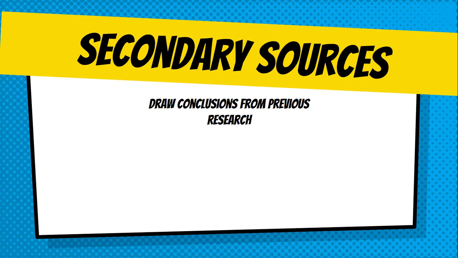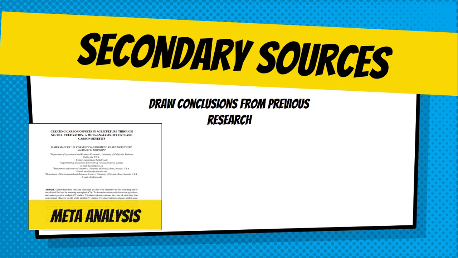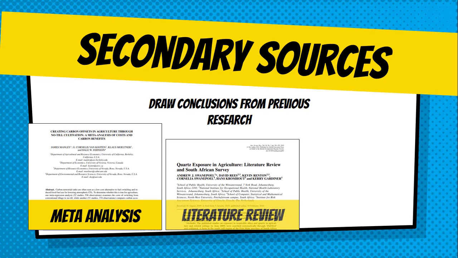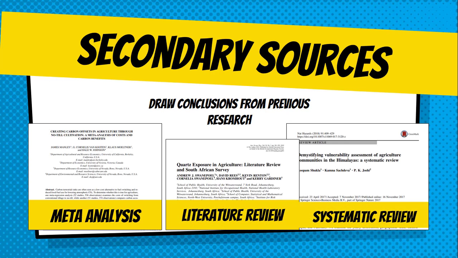Secondary sources in the sciences draw conclusions from previous research. Secondary sources in the sciences include things like literature reviews that are going to look at the literature about a topic and make a conclusion based on what has already been written, as opposed to conducting their own experiment or study.